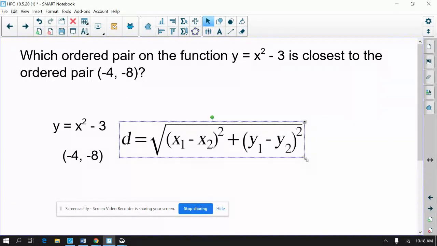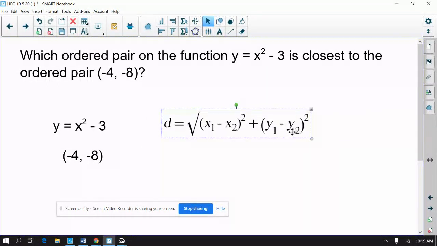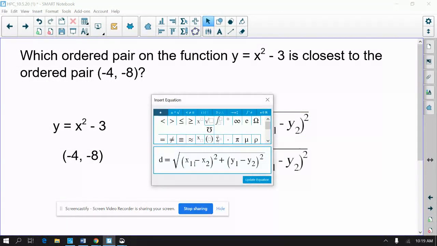So I started with x1. That means I'm going to start with y1. As long as they're consistent, if I choose -4 to be x1, then I better choose -8 to be y1. I can't mix them up because subtraction is just not commutative. The order does matter. So this is the function I'm using. The distance between these 2 points, well, one of the points is -4, -8. That's the easy one.